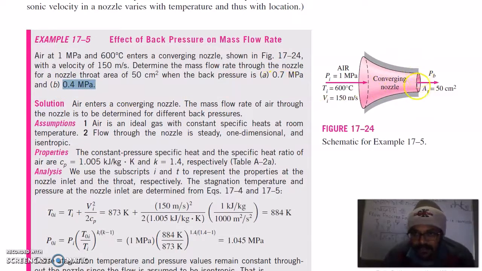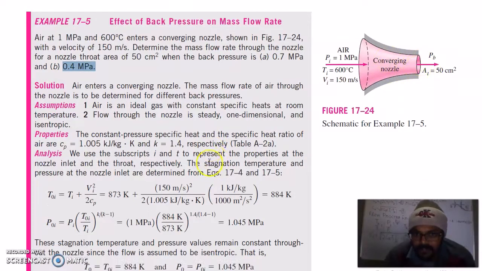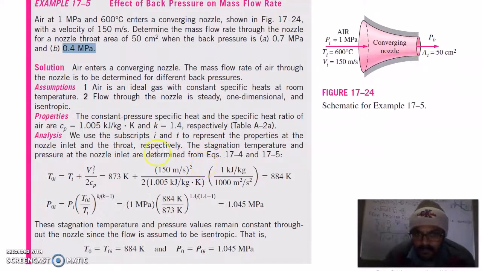So this area is given, but it is a converging nozzle, so this is the area of the throat. The constant pressure specific heat of air is 1.005 and k is equal to 1.4. We will find the stagnation temperature, which requires the temperature at inlet and velocity at inlet. Velocity is 150 meter per second.